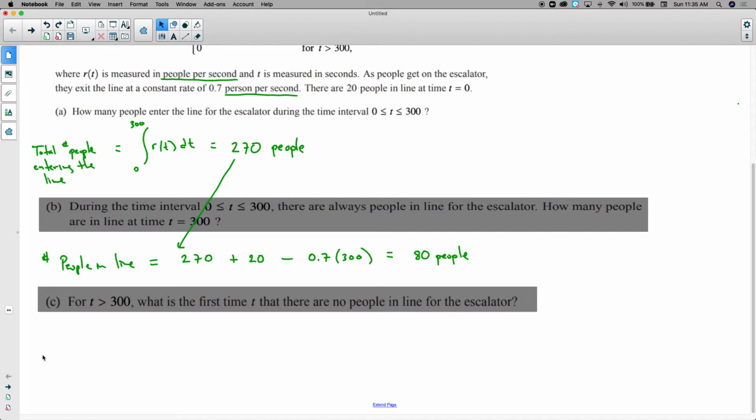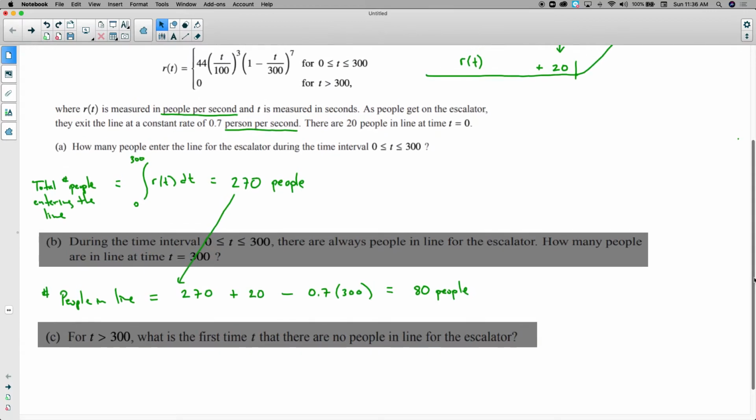Okay, for time greater than 300, what is the first time t that there are no people in line for the escalator? Okay, so we know that at time 300, there are 80 people in line. And we know that after time 300, no more people get in line. So at time 300, there are 80 people in line.